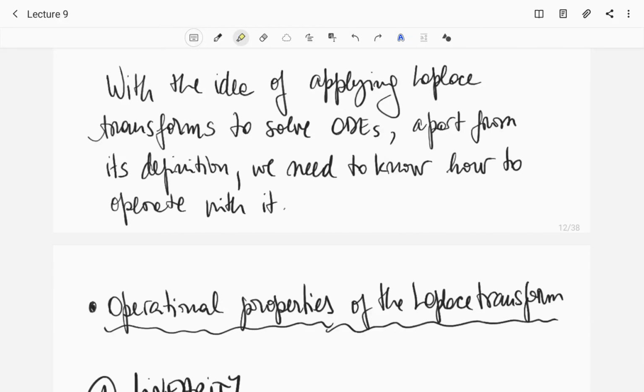Okay, now we will continue with some properties of the Laplace transform. And as you can see, the structure of this topic, Laplace transform, is quite similar also to the Fourier transform, in the sense that we learned the definition first, then a couple of properties of how to operate with them.